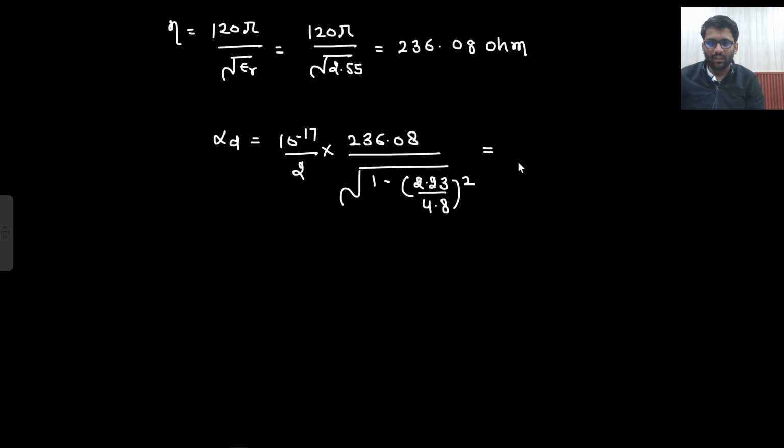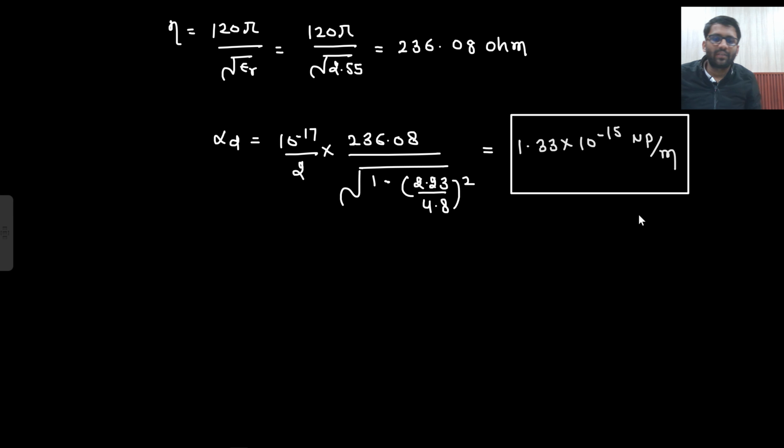So 2.23 divided by 4.8 whole square, minus 1, under root, reciprocal, into 236.08 divided by 2. So 133.29 into 10 to the power 17. Yeah. So 1.33 into 10 to the power minus 15 Nepers per meter. This is the answer. Okay.